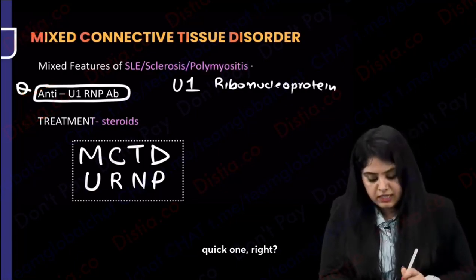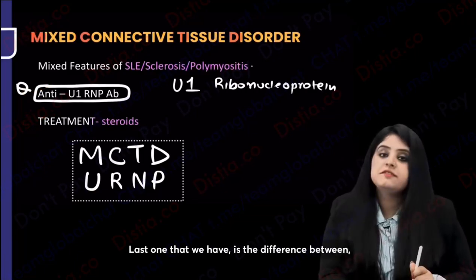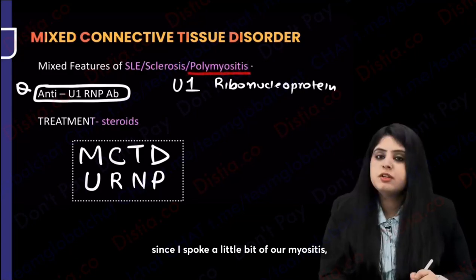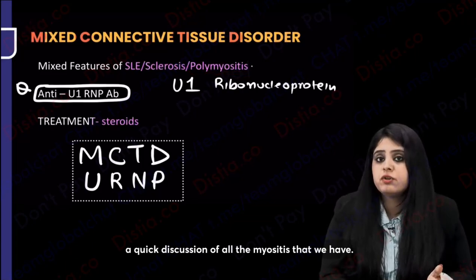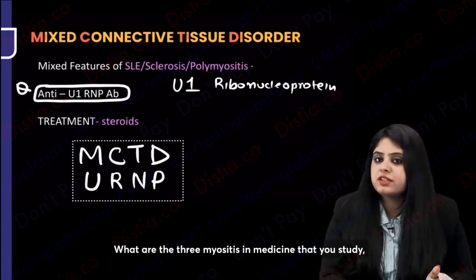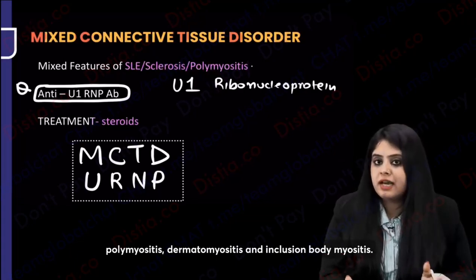Quick one, right? Last one that we have is the difference between, since I spoke a little bit about myositis, I thought why not study these also over here, a quick discussion of all the myositis that we have. What are the three myositis in medicine that you study? Polymyositis, dermatomyositis, and inclusion body myositis.